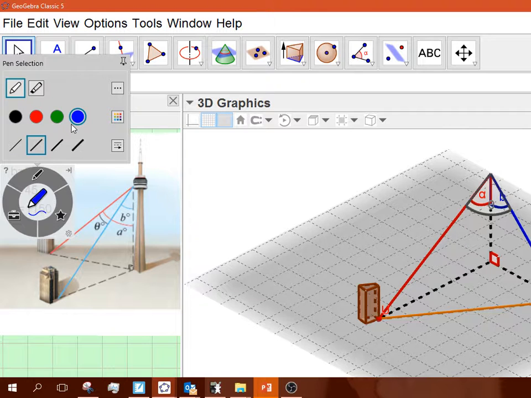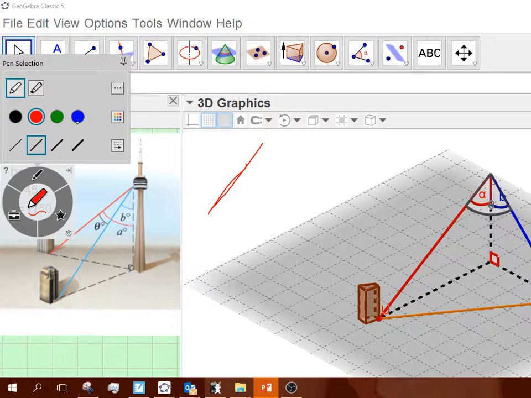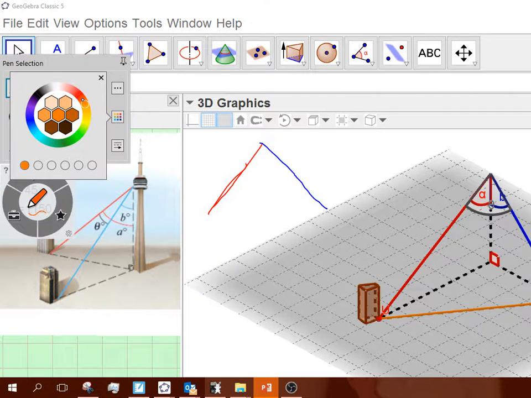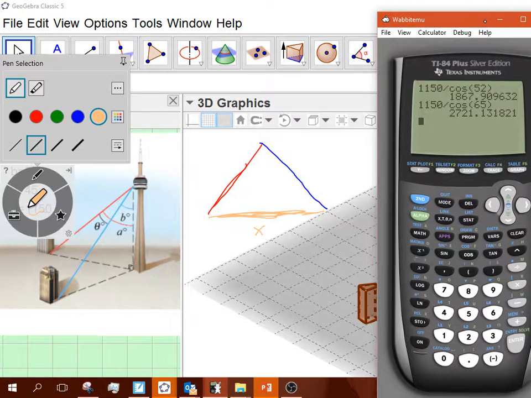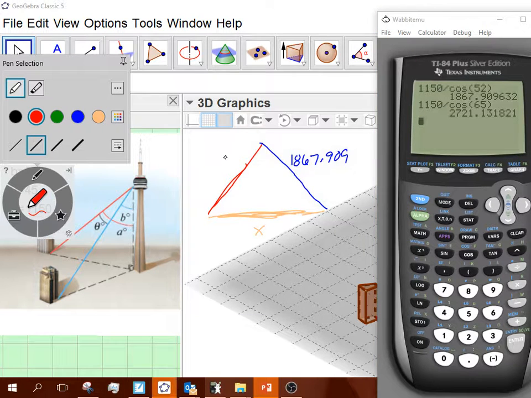Alright, so we had the red segment, the blue segment, and then our orange segment. I said the orange one was x. Kind of picking these distances off of the calculator. The blue one, I believe, was the 1867.909 number. The red one was the 2721.132. And then this angle here in the middle was 45 degrees.